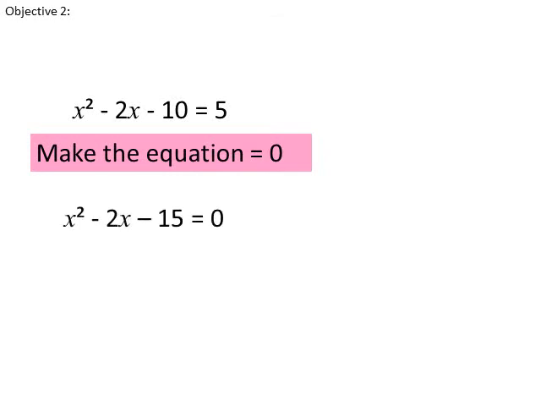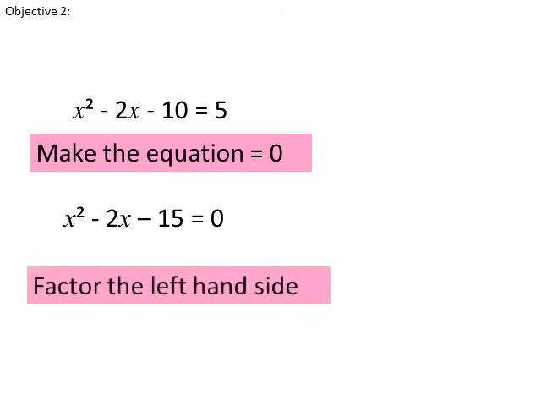And now the equation looks like x squared minus 2x minus 15 equals 0. So far so good. Now you factor the left-hand side. Once it equals 0, you factor it. And when you factor that, what two numbers multiply to give me negative 15, but add to give me negative 2? The answers are 3 and negative 5. So I factor that, and of course it's still equal to 0.